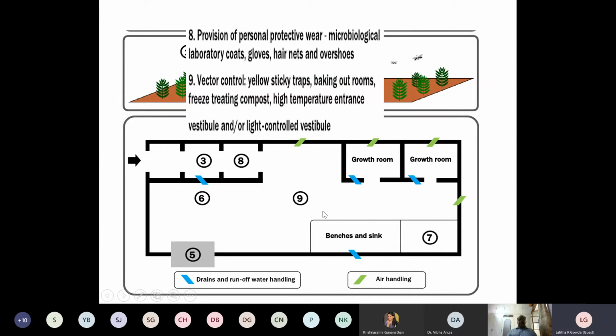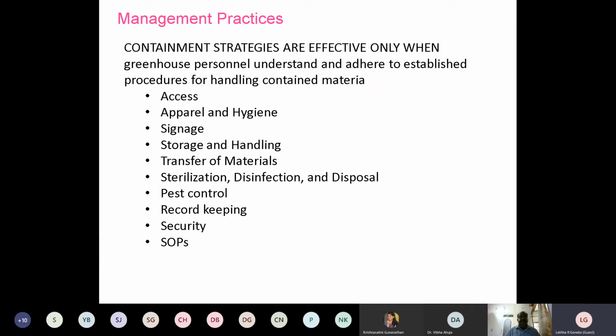And then you need to follow management practices, which are a large number of practices. All the personnel using the greenhouse or the containment facilities must be trained and must follow the rules of access, the rules of apparel and hygiene, having the signatures, storage and handling of the material, how to transfer material from one room to another or from one greenhouse to another, sterilization, disinfection, disposal, pest control, regularly having programs for pest control, record keeping, security, and of course having standard operating procedures for all these.